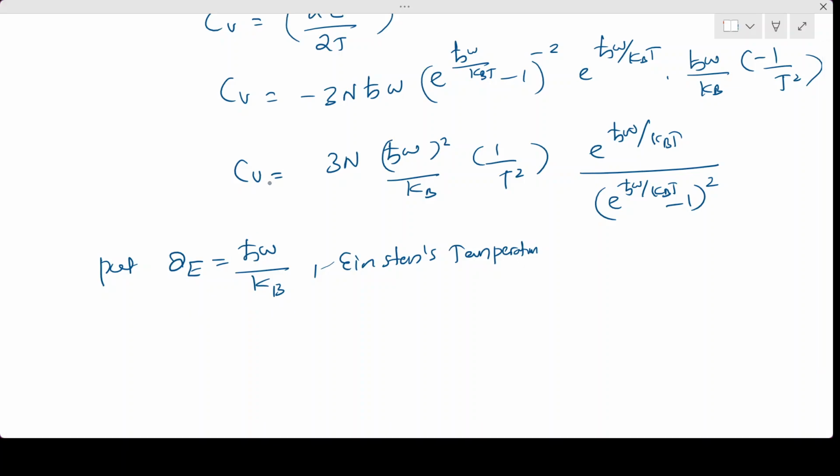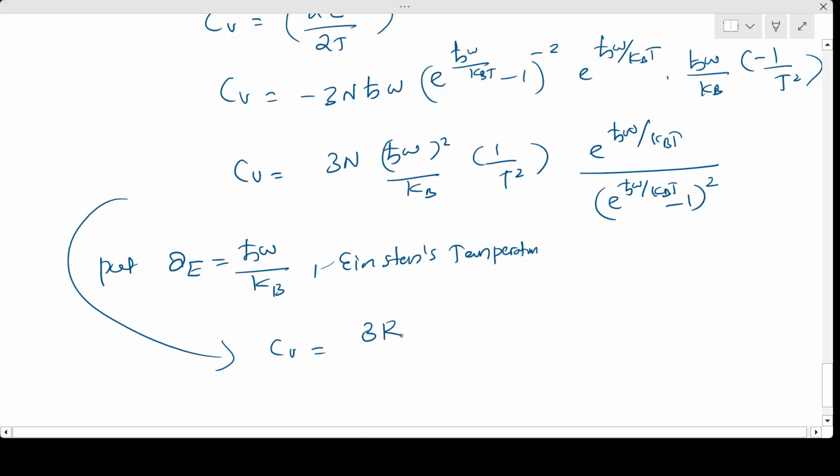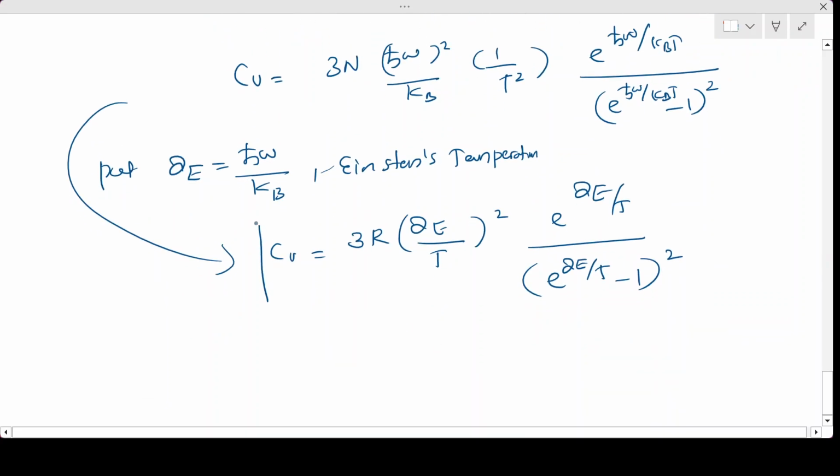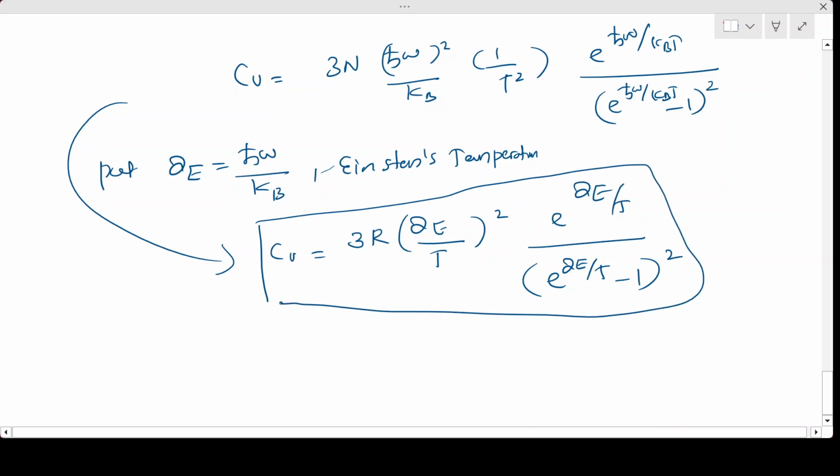So here if you put this value, Einstein's temperature, in the representation, this Cv will be transforming into, you can see that Cv is equal to 3R, theta E by T square, e raised to theta E by T divided by (e raised to theta E by T, this E is actually a subscript, you have to see that, minus 1) square. So this is the expression for specific heat capacity in Einstein's theory.